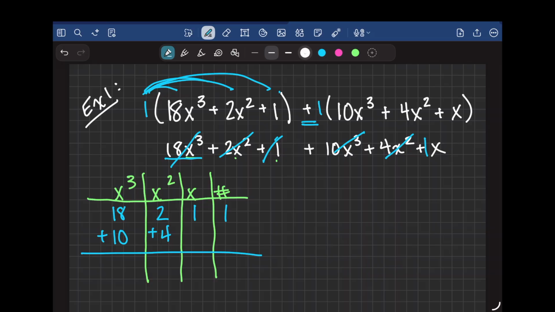From here, we're going to tally everything up. So 18 plus 10 is 28. 2 plus 4 is 6. And then 1 and 1 are going to stay.